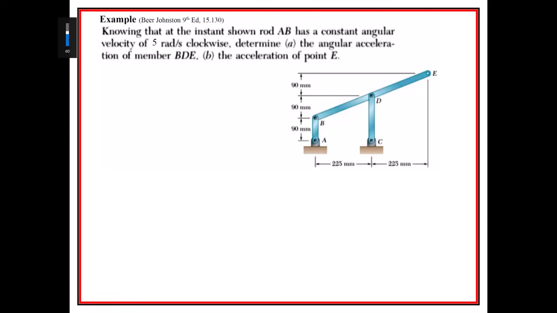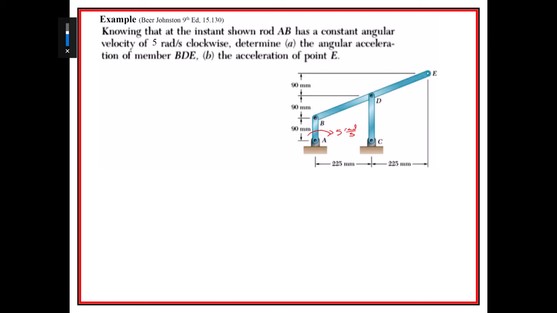All right, here's one more example from class 17. This is example 4, and we're doing rigid body kinematics and acceleration. Here's another 4-bar mechanism. At this point, this bar is rotating at 5 radians per second at a constant rate, so there's no angular acceleration. We want to find the angular acceleration of this long member BDE and find the acceleration at point E.